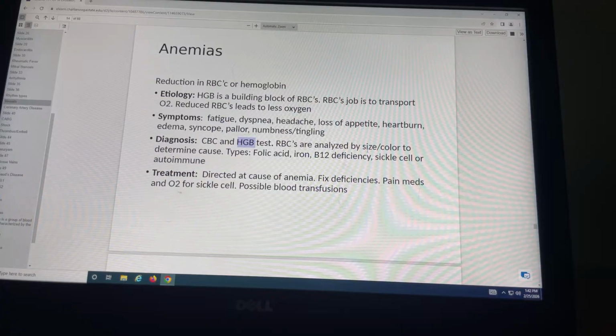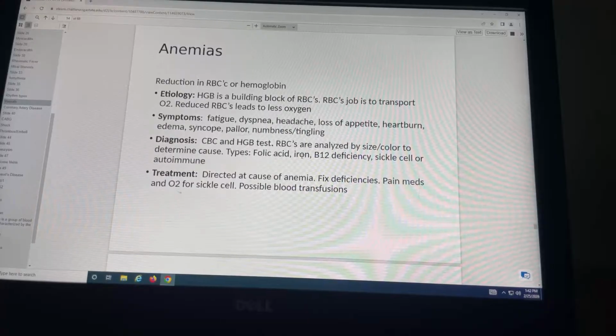The different types that are pretty common: there's folic acid induced anemia, so people who don't have enough folic acid in their diet. A lot of these are just related to building up the red blood cells. So there's iron. You've probably heard of people with low iron. Iron, hemoglobin, folic acid, all of that stuff is needed to create the red blood cells.